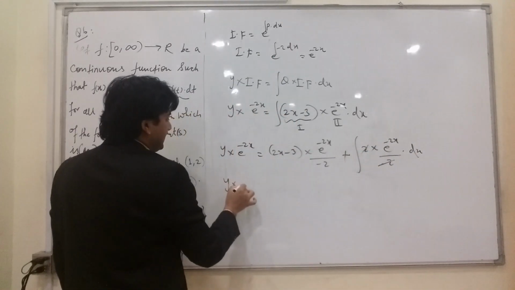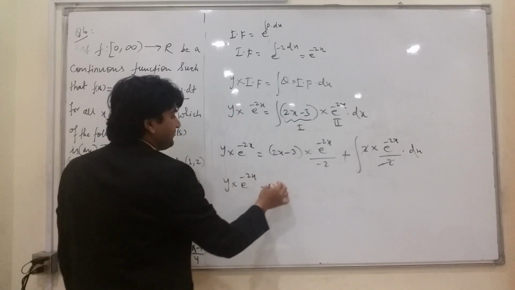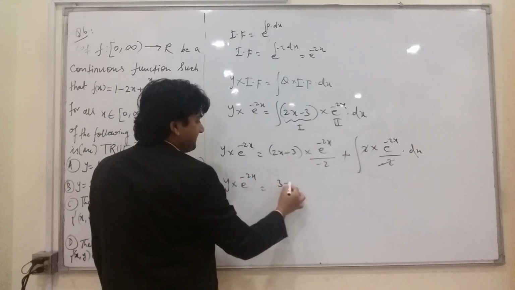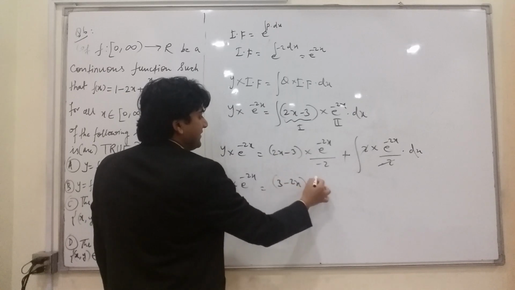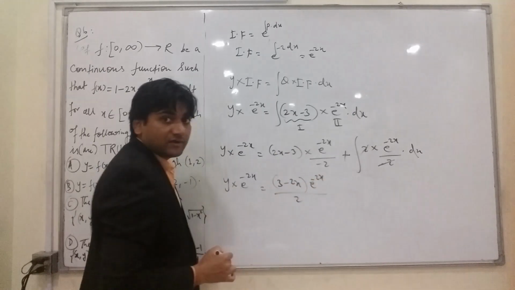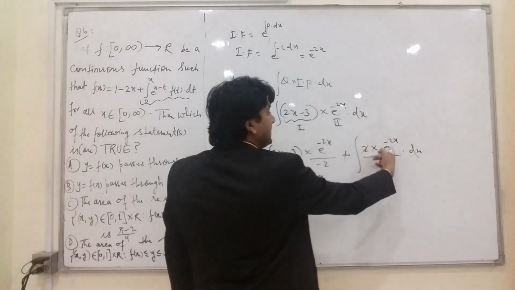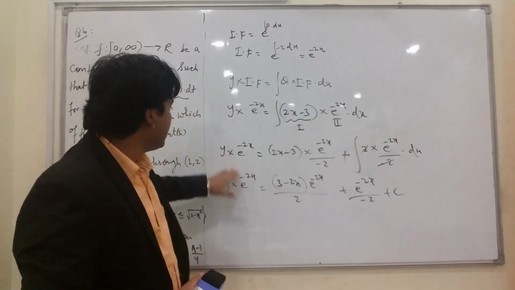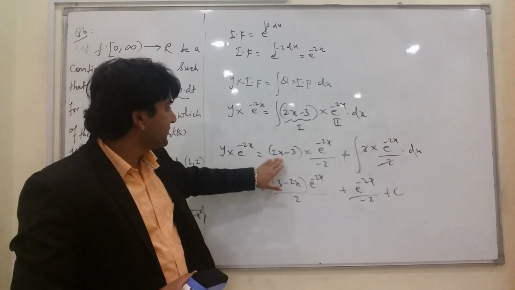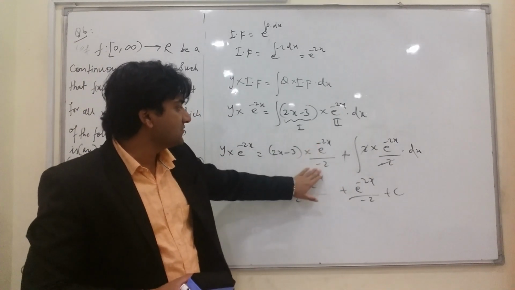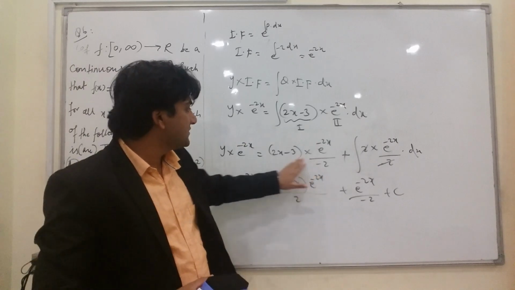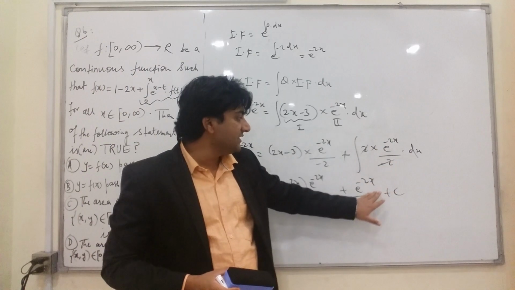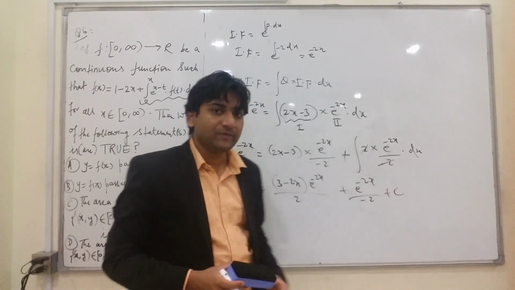So I got y times e raised to minus 2x equals 2x minus 3 times e raised to minus 2x over minus 2. This minus 2 means 2x minus 3 converts to 3 minus 2x, over 2. And this is again e raised to minus 2x, whose integration is e raised to minus 2x over minus 2, plus c.